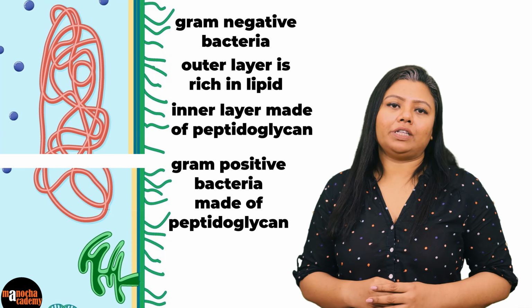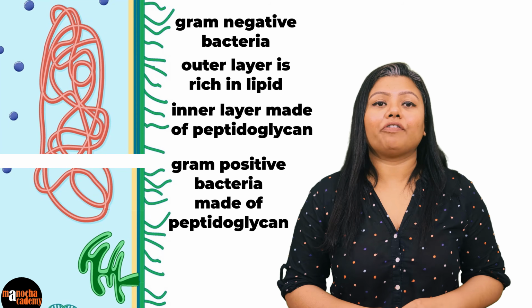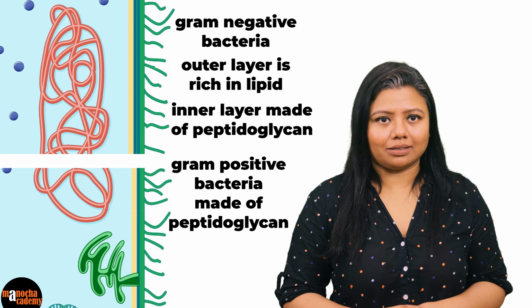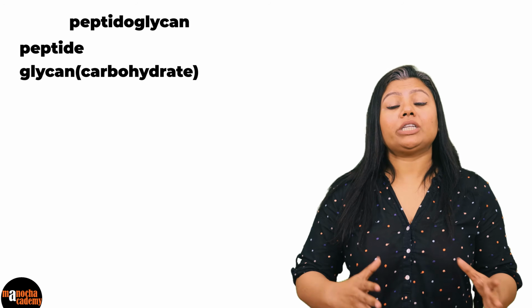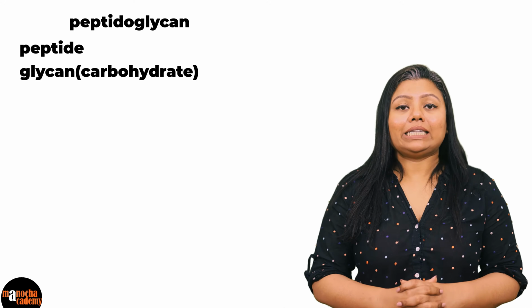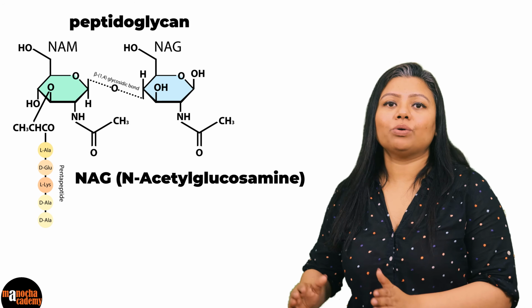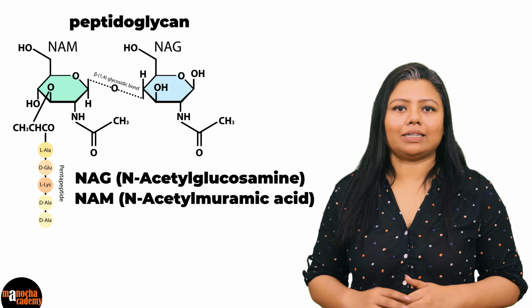The inner layer of the cell wall of a gram-negative bacteria and the single cell wall of gram-positive bacteria are mainly made up of peptidoglycans. So what is a peptidoglycan? The peptidoglycan, as the name suggests, has two components, peptido or peptide and glycan or carbohydrate. Now what is a peptidoglycan made up of? It is made up of repeated units of N-acetyl glucosamine alternating with N-acetyl muramic acid.